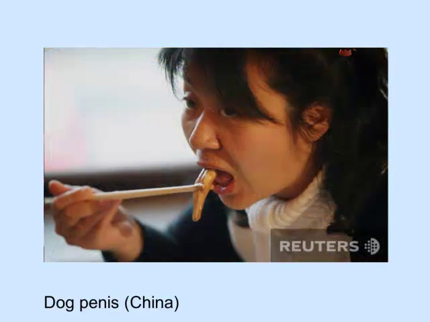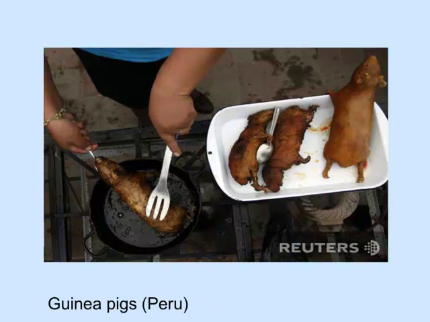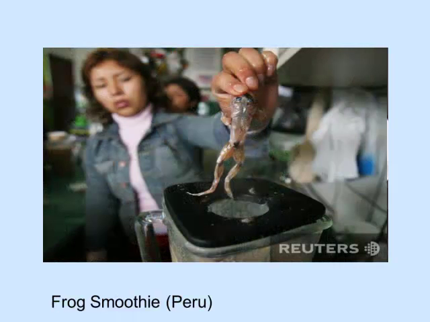Well, dog penis is a delicacy in China. I wonder if it has some ritualistic or symbolic meaning, like the next delicacy, dried seahorse. This one is believed to increase your libido. Deep-fried guinea pigs in Peru. I used to keep one as a pet. And you can wash it down with a glass of frog smoothie. They say it's good for medicinal purposes too.